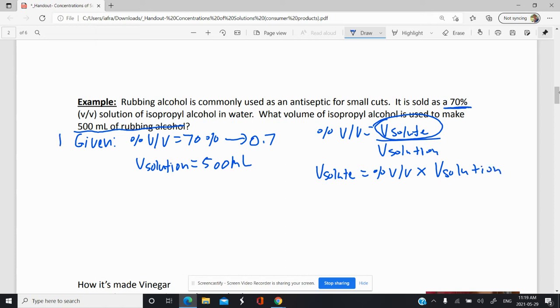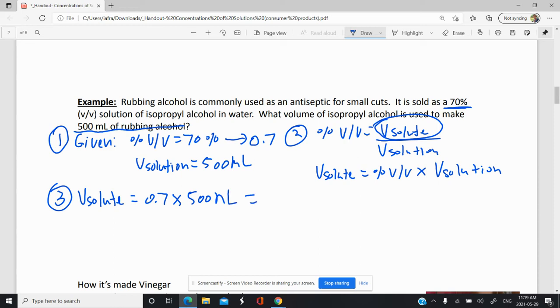So this is our step 1, write down your given information. Step 2, write down your formula and rearrange. And then step 3, let's actually plug all that stuff in. So the volume of the solute is equal to 0.7 times 500 mils.